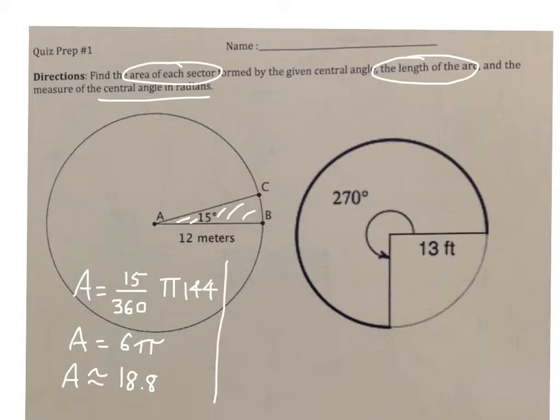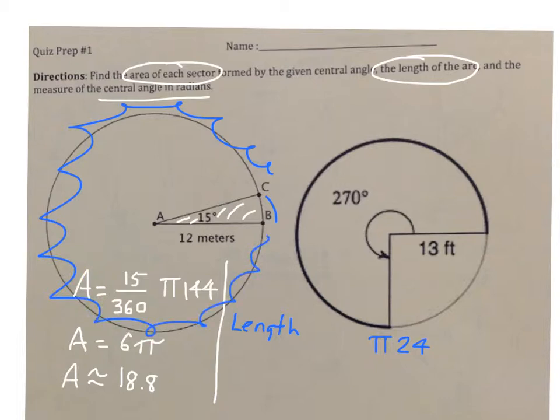To find the length of the arc, I'll do that in blue. To find the length of that arc right there, the arc length would not be pi times 24. Pi times 24 would be the entire circumference of the entire circle. We want only this part right here from C to B. So, very similar to the last one, I don't want the whole circumference or the whole perimeter. I just want part of it.